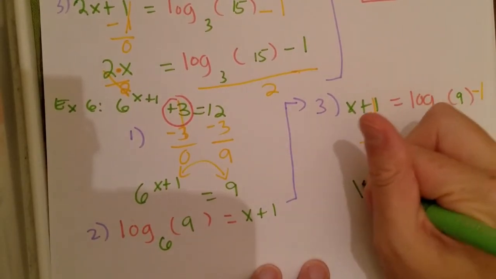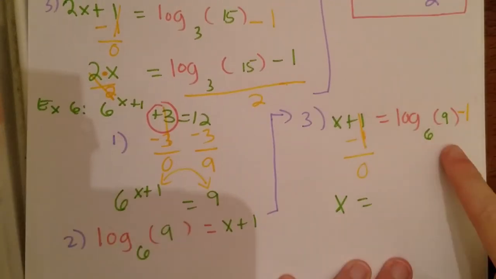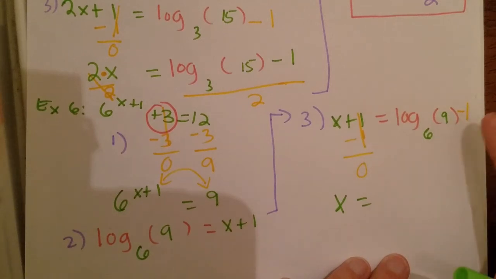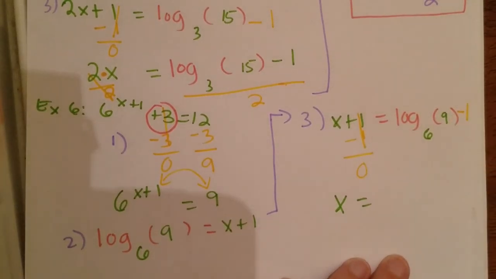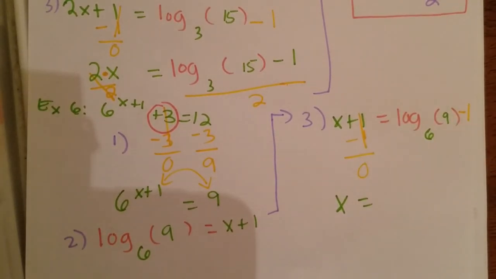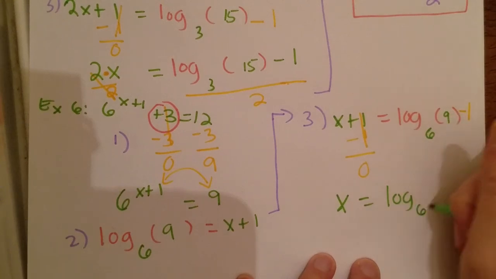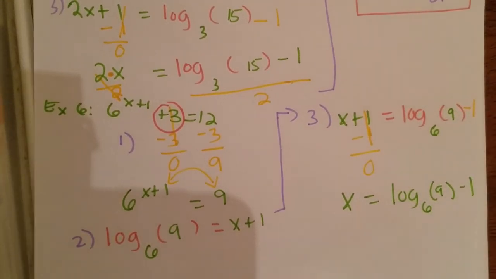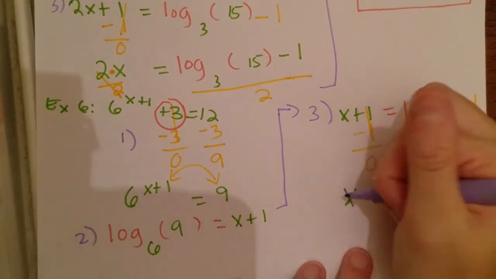So x will equal, and remember, you cannot combine this. You can never, ever, ever subtract a number without a log from something with a log. They don't get along, it's not allowed. So I must leave that alone. This would be my final answer: x equals log base 6 of 9 minus 1. And that'd be it, you guys. Bam! That one's done.